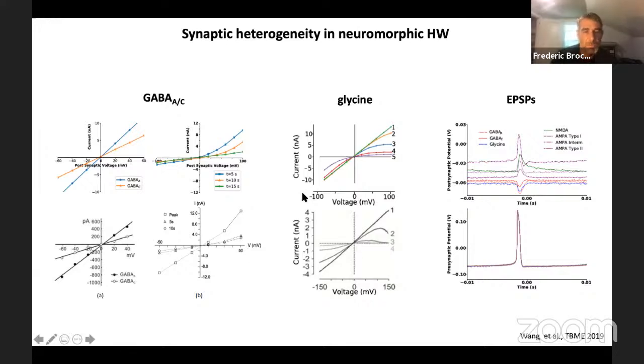We've been trying to implement other kinds of transmitters, like the synapses that are present in biology, that are usually a little bit overlooked in neuromorphic engineering. So do we have different types of GABA receptors, also glycine, the main inhibitory transmitter in the spinal cord? We don't really have many neuromorphic implementations of those things.